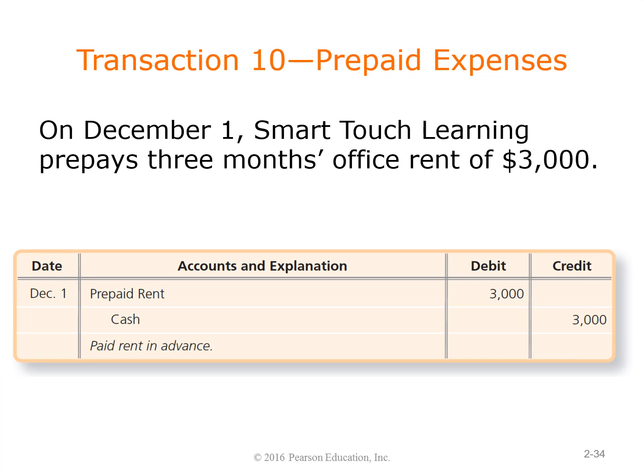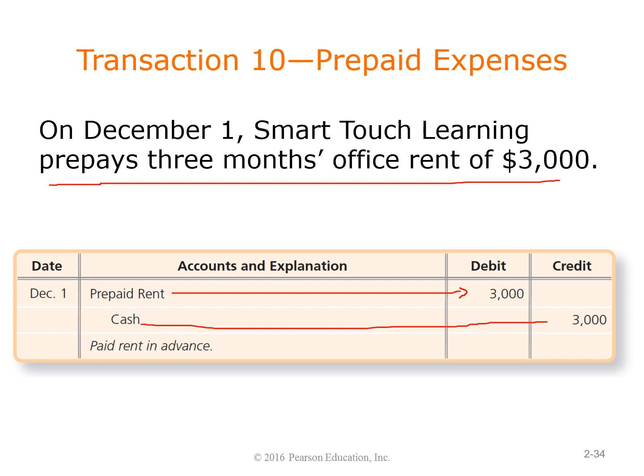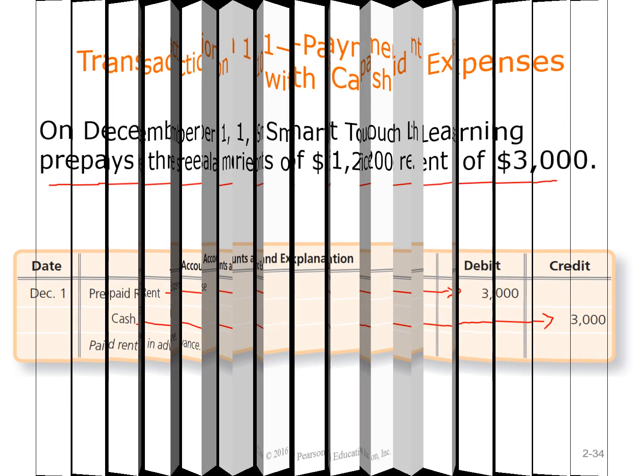Number 10, prepaid expense. We prepaid 3 months of office rent of 3,000. That is, we paid in advance 3,000 for 3 months of rent. So the prepaid rent is an asset because it will continue with me for 3 months. And the cash decreased because we paid for it.